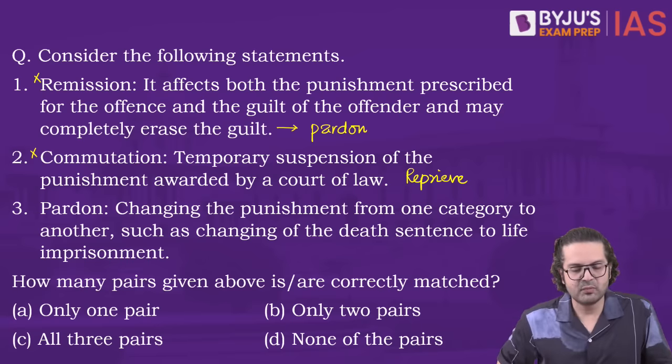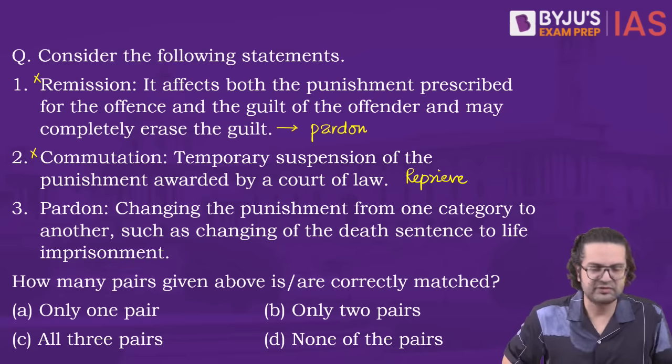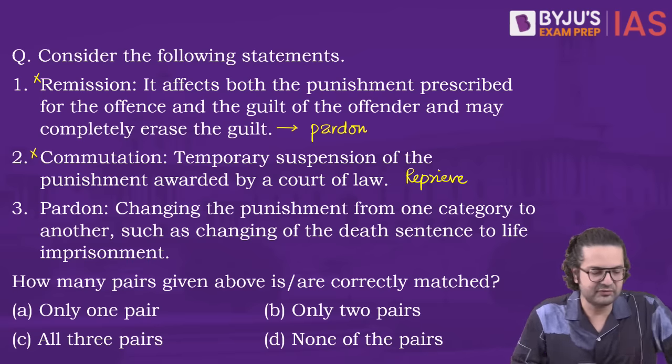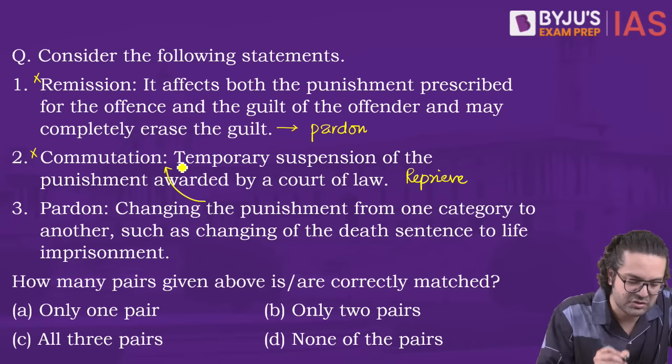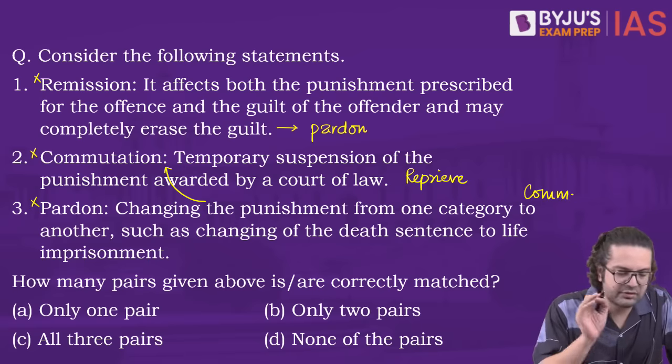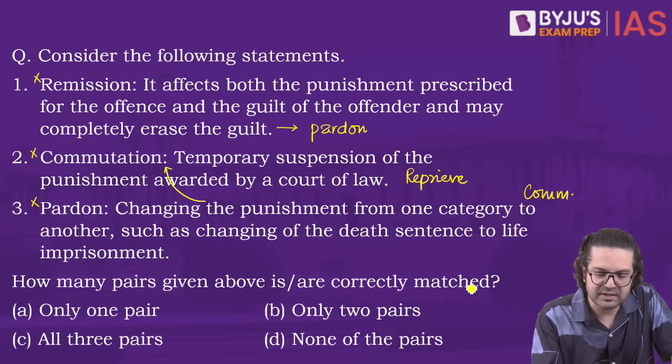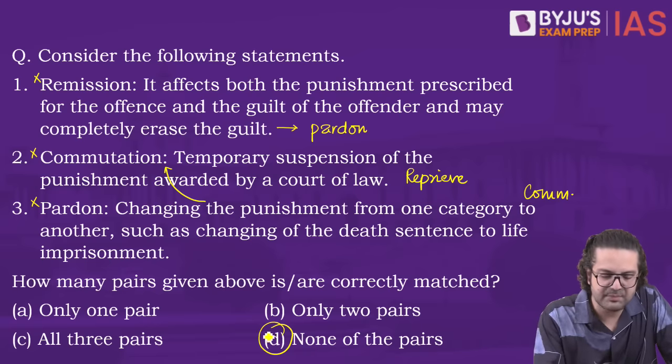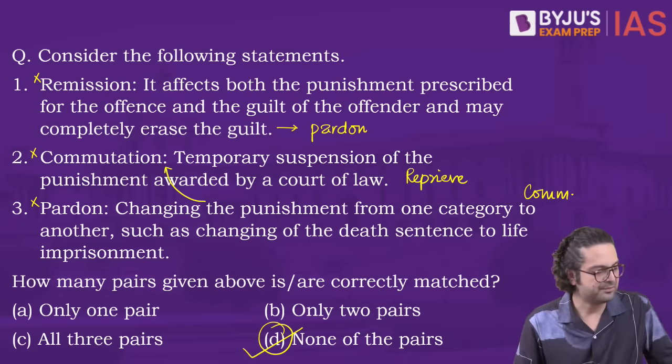Changing the punishment from one category to another. Oh, this is changing the nature of punishment. This is what is called commutation. Okay. So the third one is commutation. This is also wrong. All three are wrong. So how many pairs are correctly matched? None of the pairs are correctly matched.